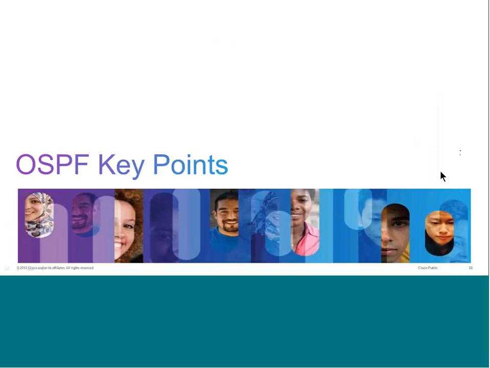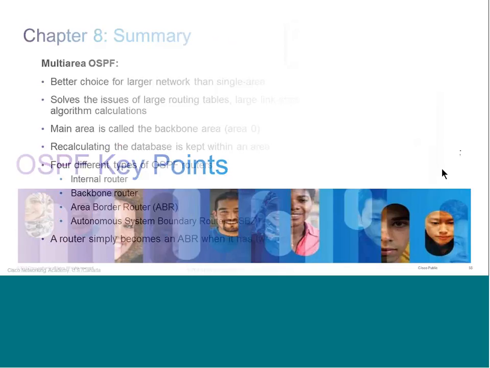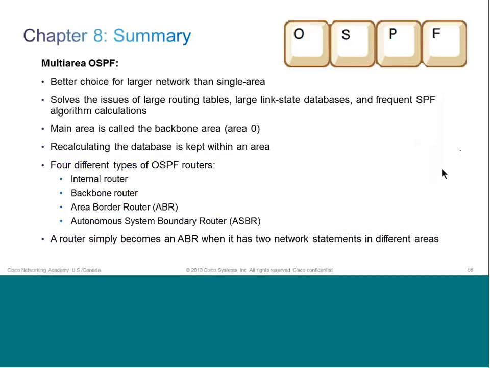Okay, let's review some OSPF key points. As we have tried to demonstrate, multi-area OSPF is a better choice for larger networks than single-area OSPF. It's going to solve the issues of large routing tables, large link state databases, and frequent SPF, or shortest path first, algorithm calculations. Your main area is going to be called the backbone area, which will also be called area 0. Recalculating the database is kept within an area.